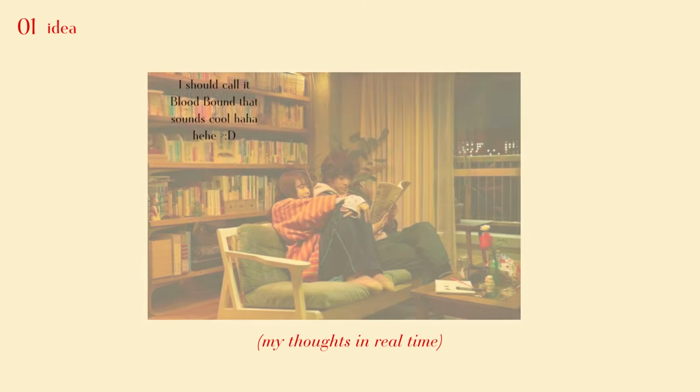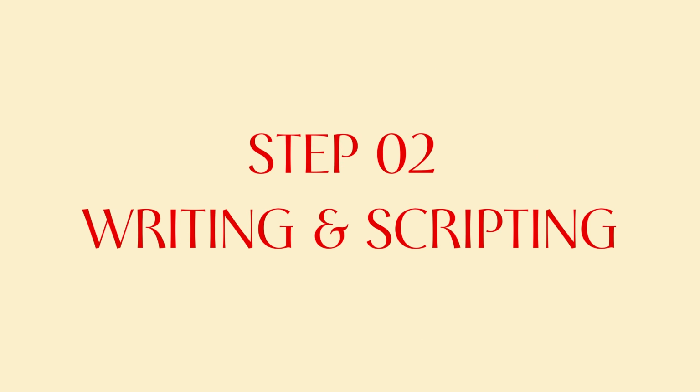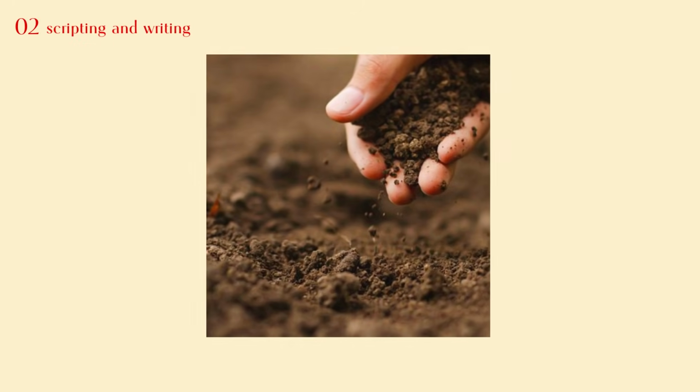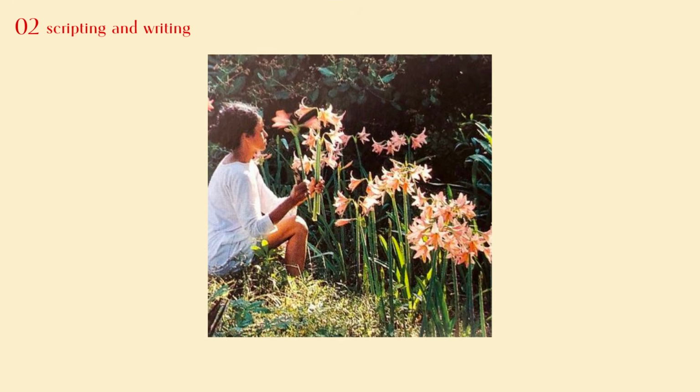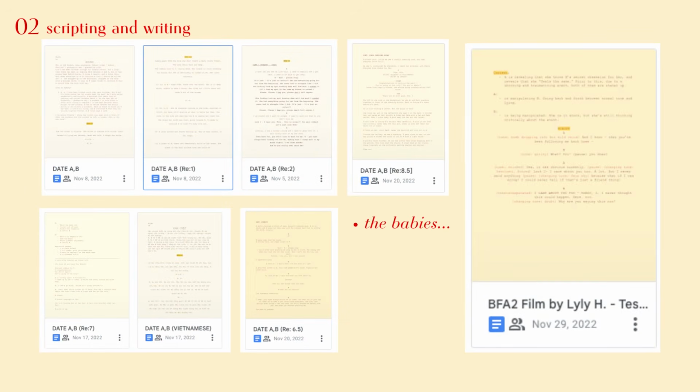Step 2, writing and scripting. For me, this actually took the longest time. Script is the most important stage, I believe. This is where you're depicting the backbone of the story. It's like mixing the soil before you can plant all the pretty little roses and jasmines in the garden, right? This process actually took me 9 full times, meaning I rewrote the script fully 9 times.